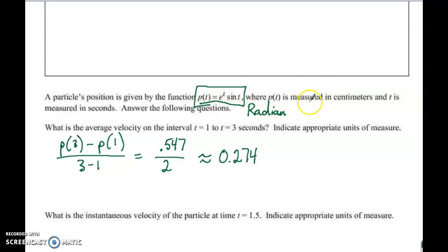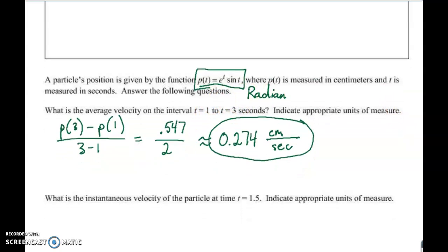And pay close attention to the units. They tell you that P of t is measured in centimeters, and because we found the average velocity, it's got to be centimeters per some unit of measurement in time, I guess I should say, centimeters per second. So that is average from the start of 1 second until we get to 3 seconds.